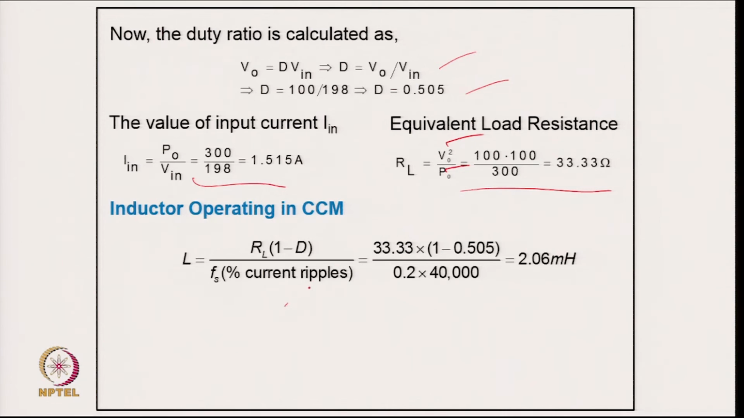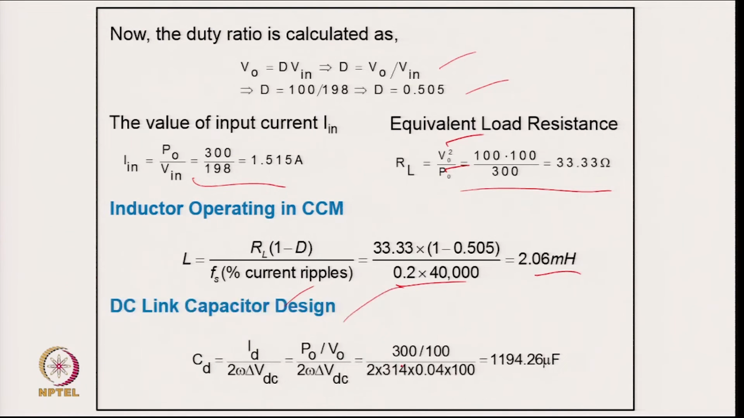from this we can find out the value of the inductor for the given current ripple of 20%. So, it comes 2.06, and the DC link capacitor we are able to get from this relation, again ID upon 2 omega delta V. So, from this relation it comes to 1194.26 microfarad.